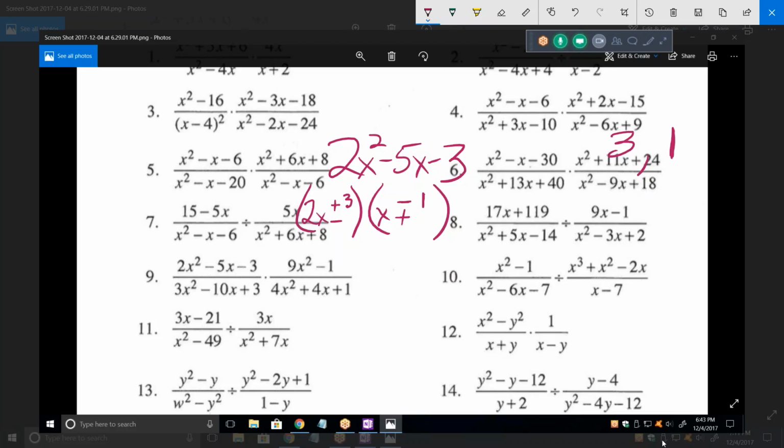Okay, that's one possibility. Now, the way I determine whether that's correct or not is by doing the inside of FOIL and the outside, adding them together. And if that's my middle term, then that's the correct way to factor it. Well, what's the inside? So then that's 3x. What's the outside?